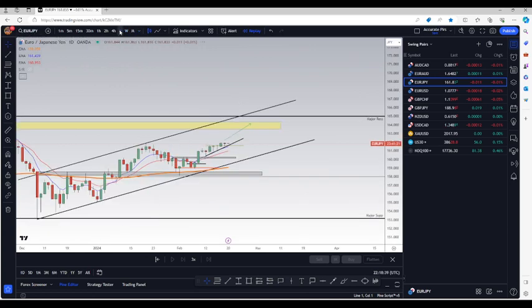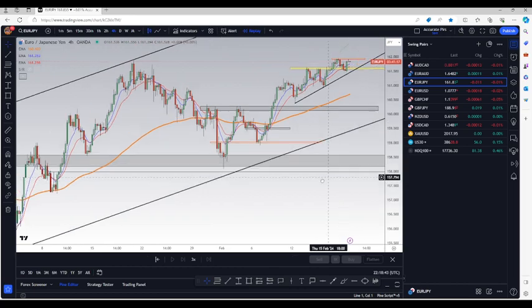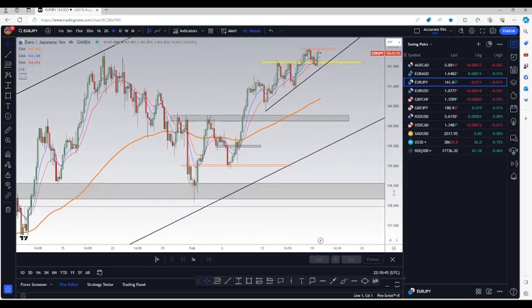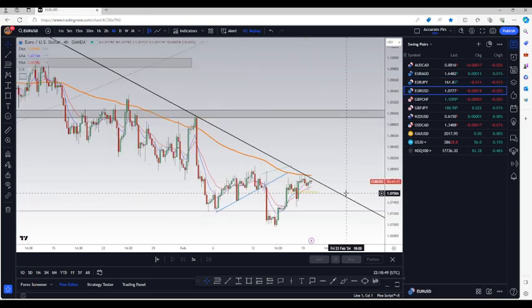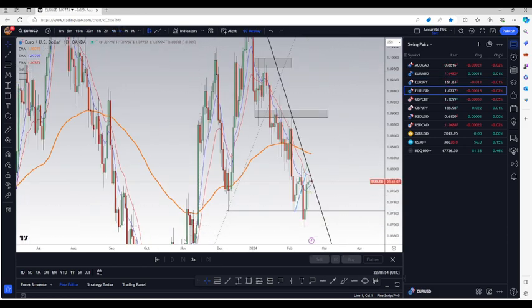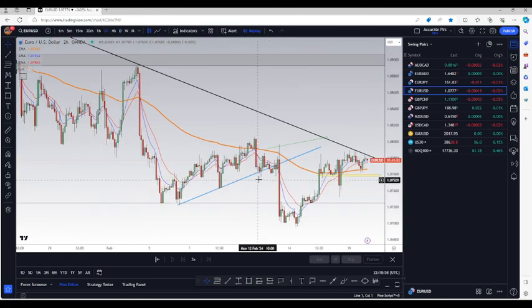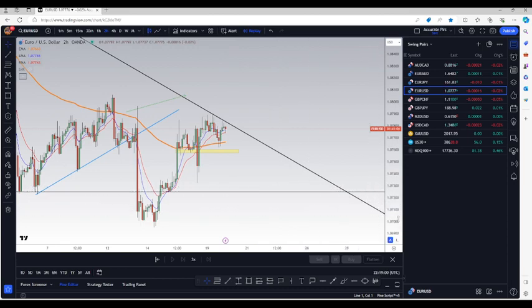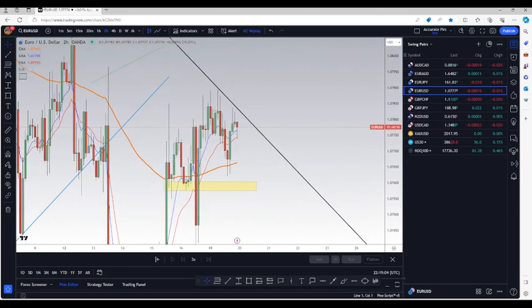Alright, so we're going to keep our eyes on EJ. My bias on this is still quite bullish on EJ. Let's move on to Euro USD. Oh my gosh, this trade is horrible, man. I was in this for a buy.